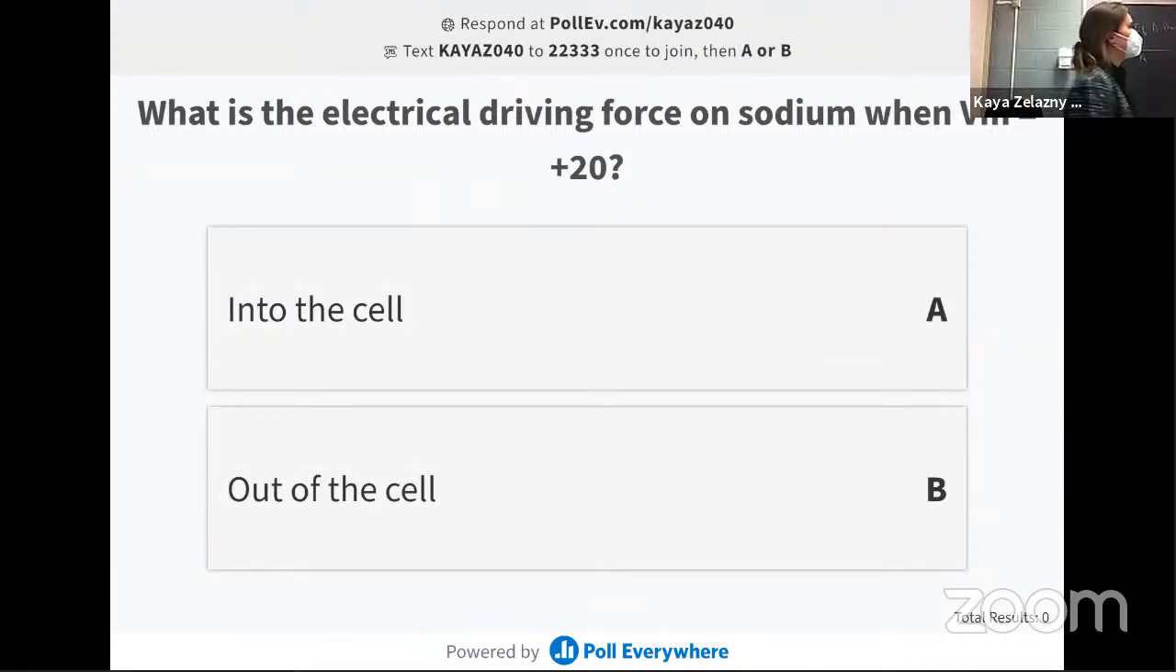Let's think about when it gets partway there. So we're not at negative 70 anymore. Now we're at positive 20. So let's think about the electrical driving force. What's happening now that we've gotten ourselves partway up to that equilibrium potential?